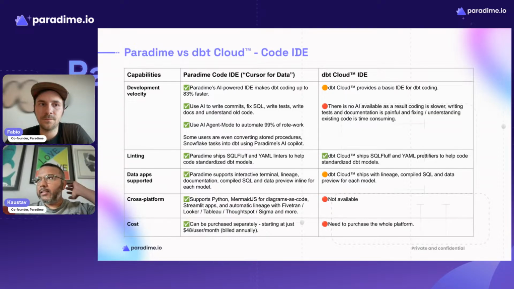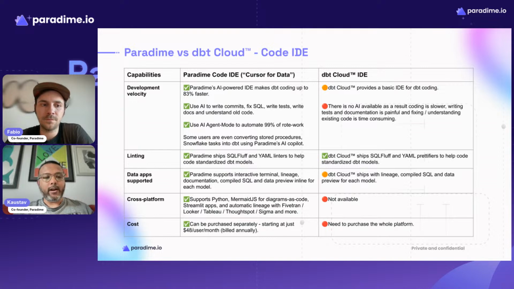So very simply, the main area where I think we do a lot better is in terms of development velocity. We recently released a case study with one of our customers, Motive, where they saw a 10x increase in their developer productivity as it pertains to analytics engineering, and a lot of that is driven by the fact that Paradigm's development experience is AI native and AI first. As a result, in today's day and age, analytics engineers are able to do their day-to-day work 10x faster, write 90% less code, and use AI to automate about 99% of their rote work. In the area of linting, both of us have very comparable and similar features. There's not much to say there.